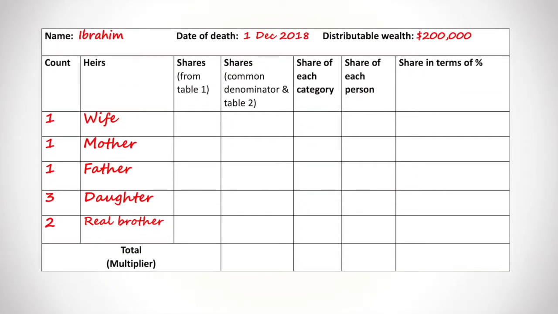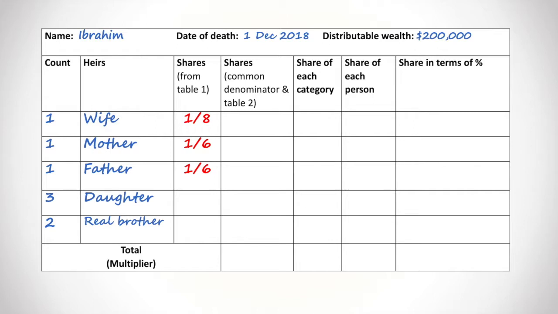We start with our template and we plug in all the relatives, the heirs, the date of death, distributable wealth, and the name of the person who died. Ibrahim has one wife, so she will get 1/8 as the children are alive. The mother will get 1/6 as there are children, which is the three daughters. The father also gets 1/6.